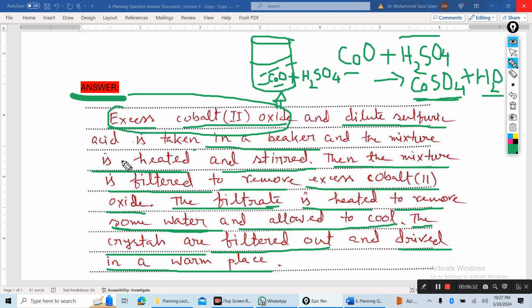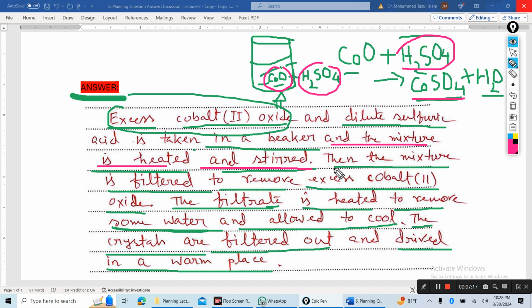So what you will do: at first, excess cobalt oxide and dilute sulfuric acid are taken in a beaker. You will take cobalt oxide and sulfuric acid into a beaker, and the mixture is heated and stirred. After heating, cobalt oxide dissolves in and reacts with sulfuric acid to produce cobalt sulfate aqueous solution.